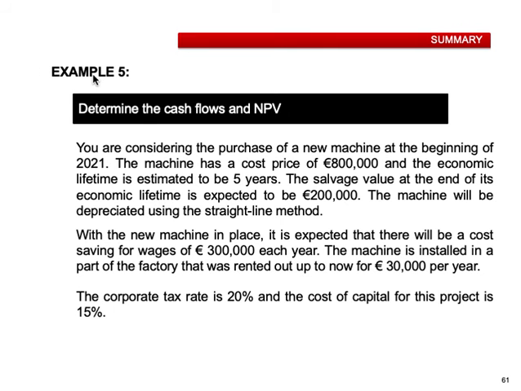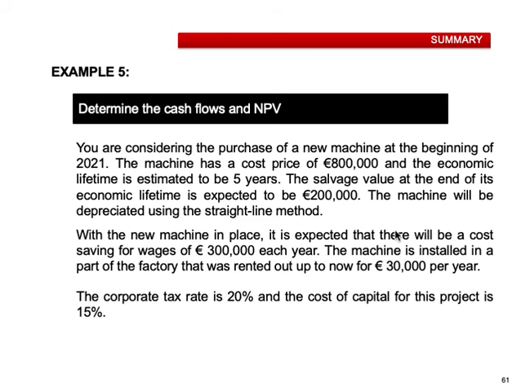Example 5. This is the last example in this video. The question is about the cash flows and the NPV. So what is the NPV of this project? The case is about you're considering the purchase of a new machine at the beginning of 2021. The cost price is 800,000 euros and the economic life is 5 years. We do have salvage value of 200,000 euros. And we use the straight line depreciation method.